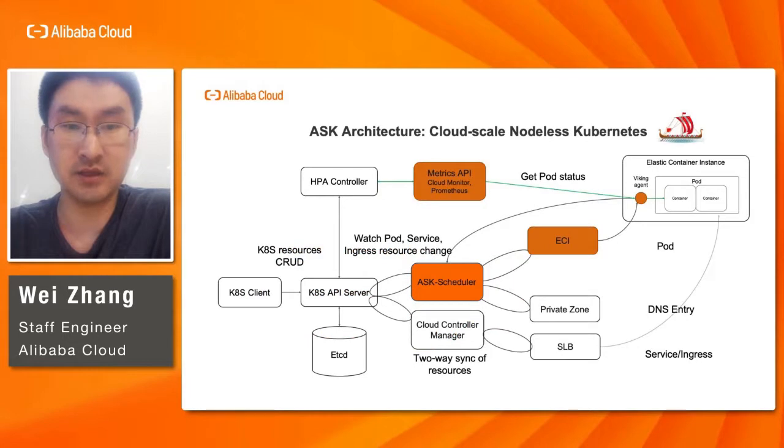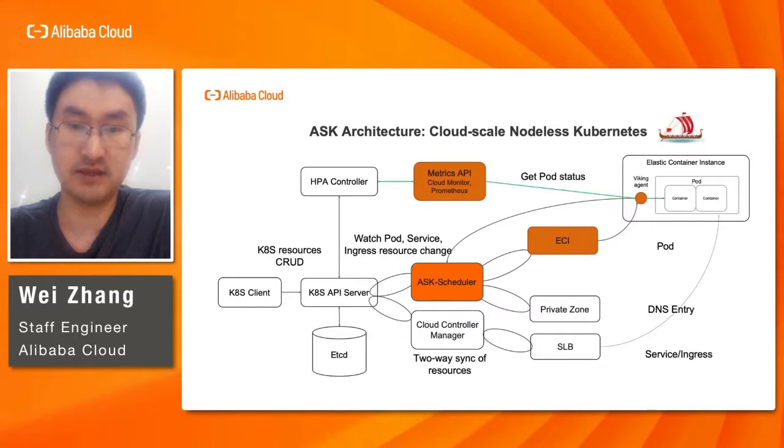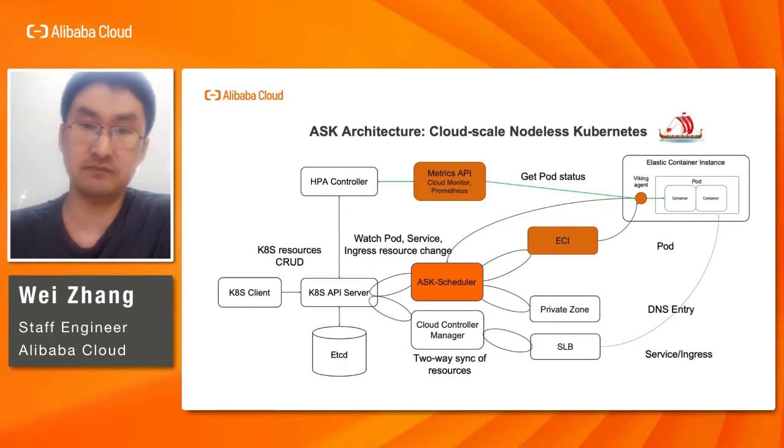This is the architecture of serverless Kubernetes. As we can see, the central part is the SK scheduler. It is responsible for watching pod changes and then scheduling the pod by calling the ECI API to create an ECI instance. Then the SK scheduler syncs the ECI instance status back to the pod. Using this nodeless architecture, we separate the Kubernetes layer and the ECI resource layer. This makes it ideal for elastic scaling in public cloud.